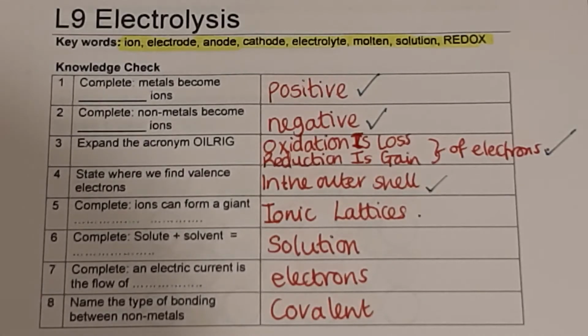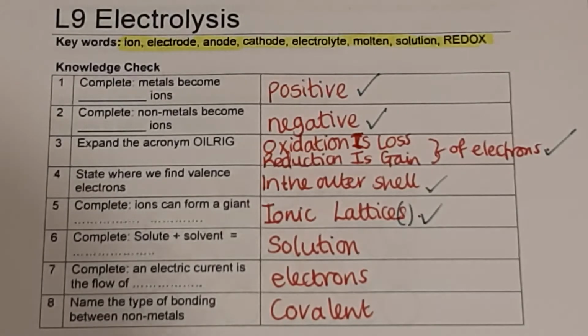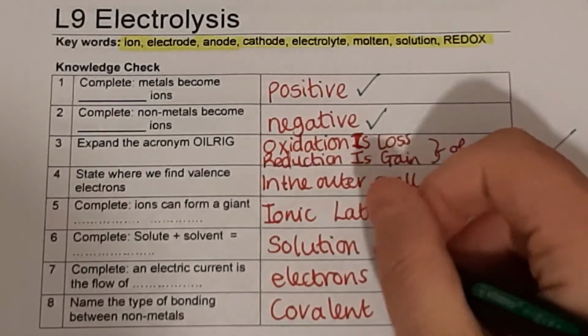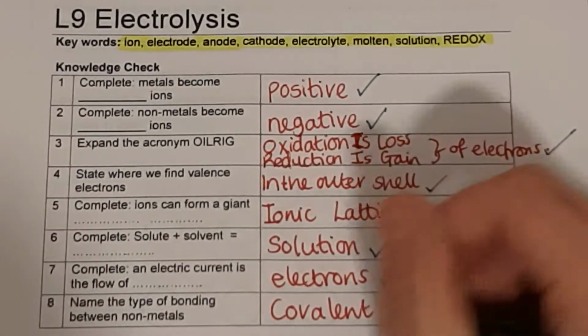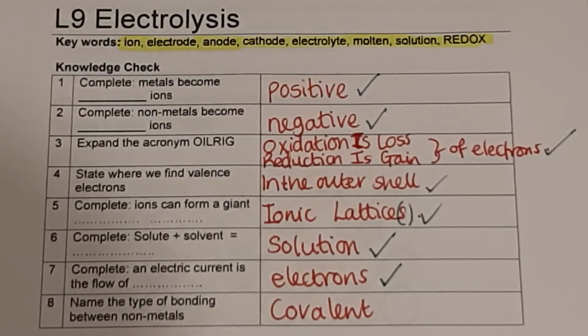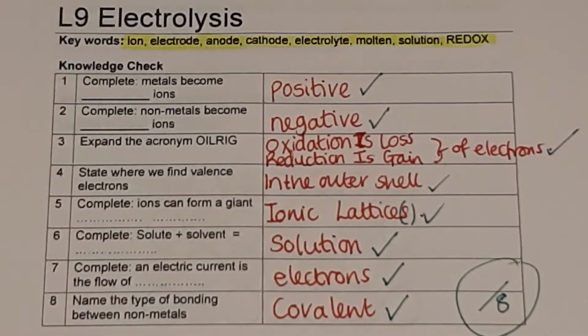Ions can form giant ionic lattices. A solute plus a solvent turns into a solution. An electric current is the flow of electrons, and the type of bonding between non-metals is covalent bonding. So give yourself a mark out of 8, please.